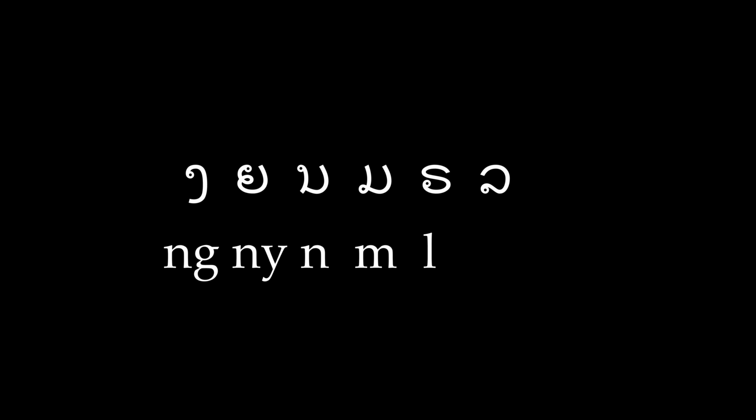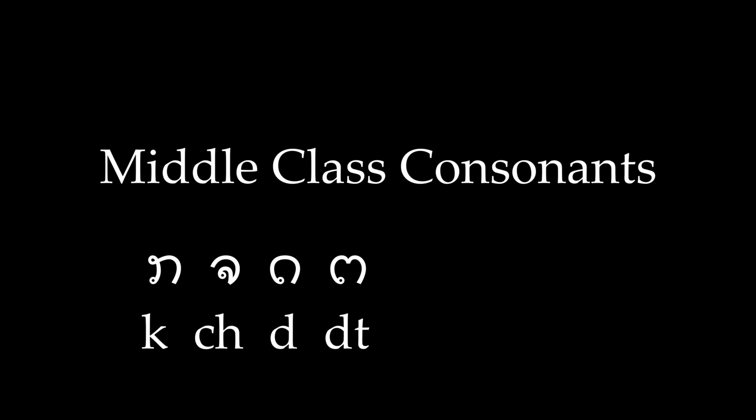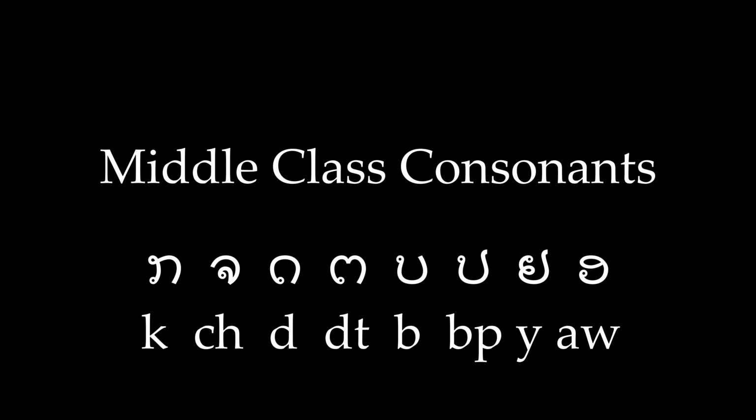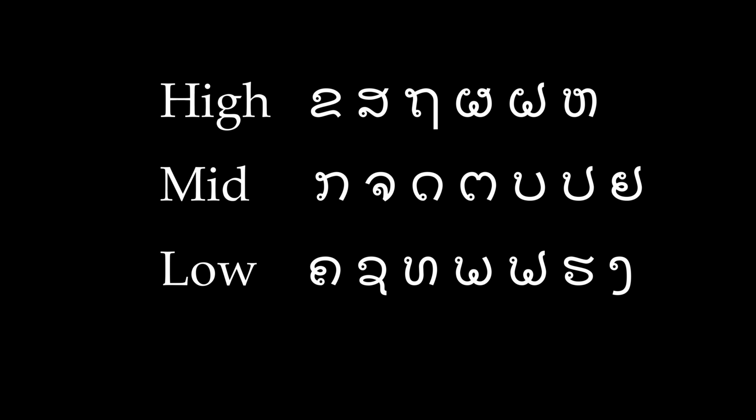Included also are Ngaw, Nyaw, Naw, Maw, Law, Law, and Waw, but there is no corresponding high class for these. There is a third group of consonants called the middle class, which includes Gaw, Jaw, Daw, Thaw, Baw, Baw, Yaw, and Aw. Here's a chart for easy reference with the letters arranged according to the consonant class to which they belong. This is not meant to show the order of the consonants as they would appear in a dictionary.